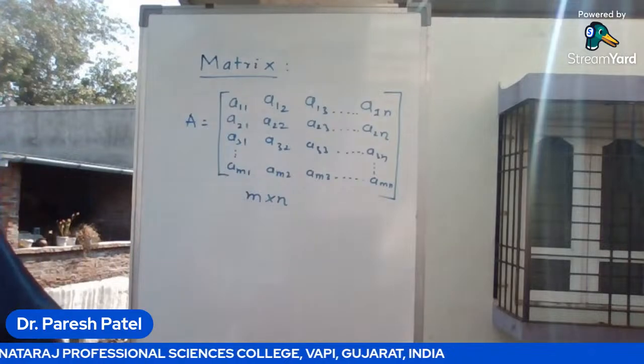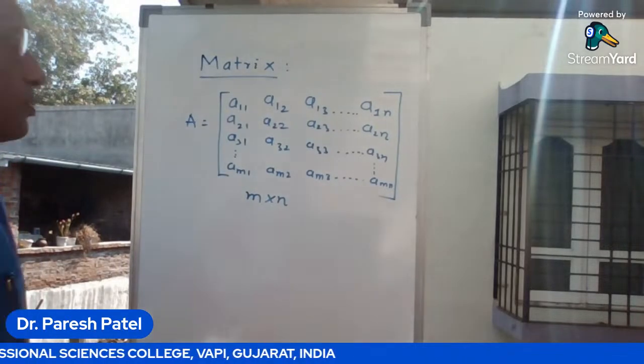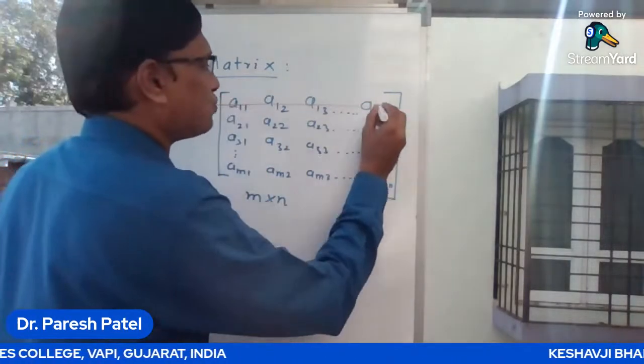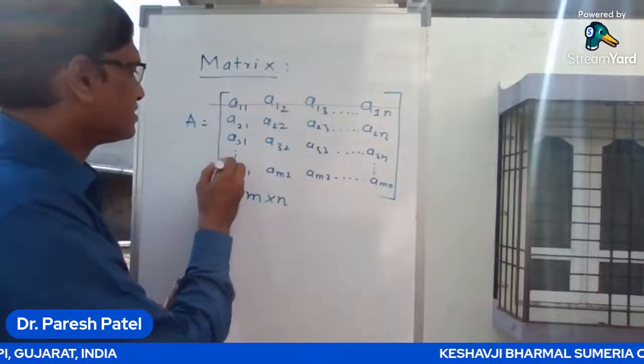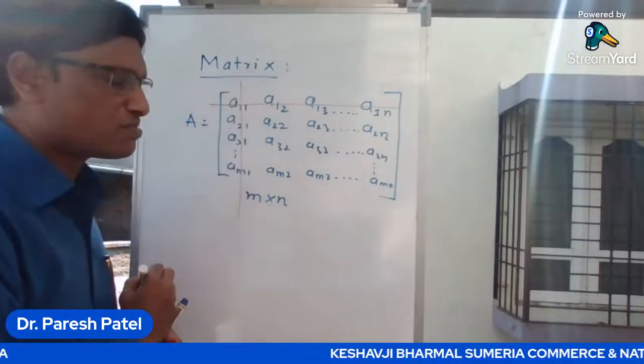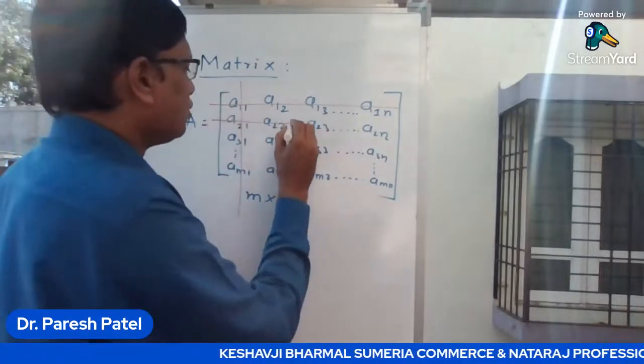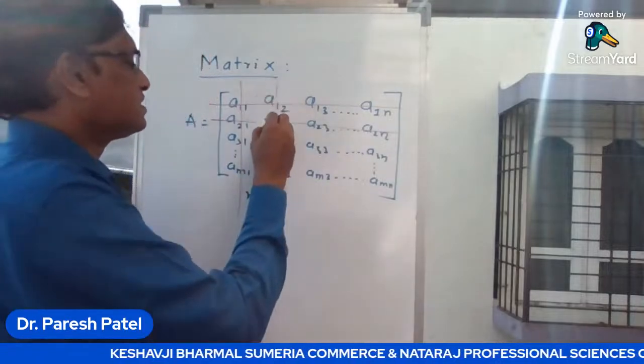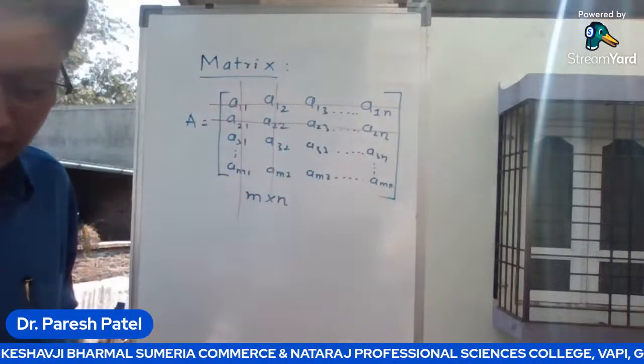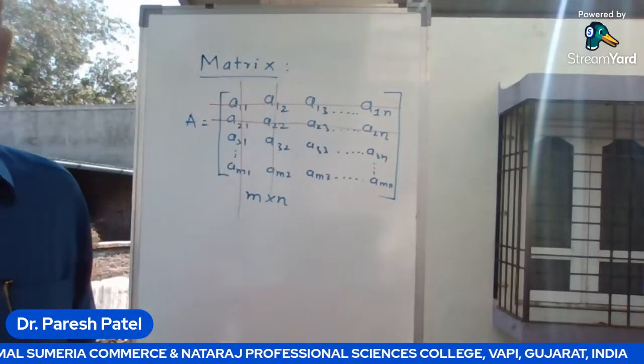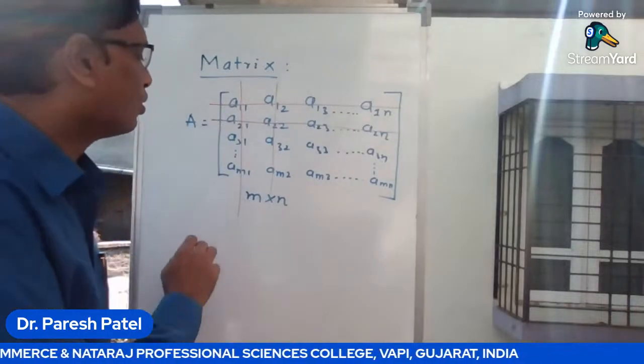Now, in case of rows and columns, this is the first row of this matrix, and this is the first column of this matrix. This is the second row of this matrix. This is the second column of the matrix. So, matrix can be represented as a number of rows and a number of columns.